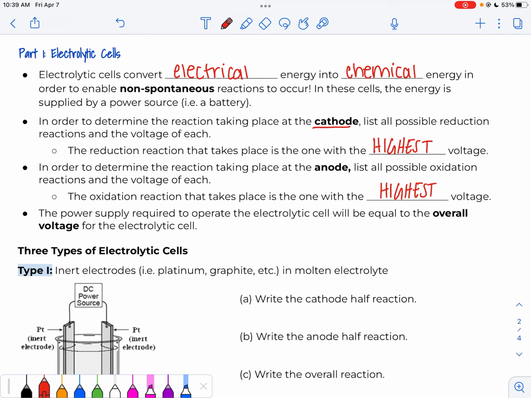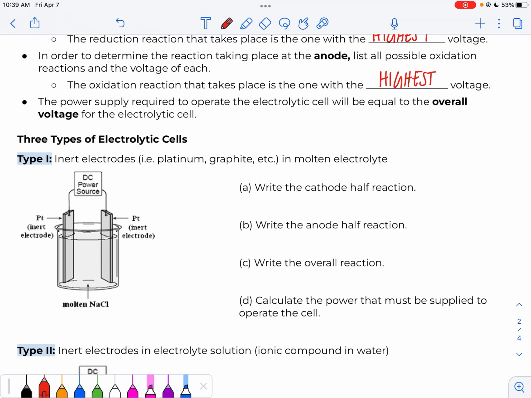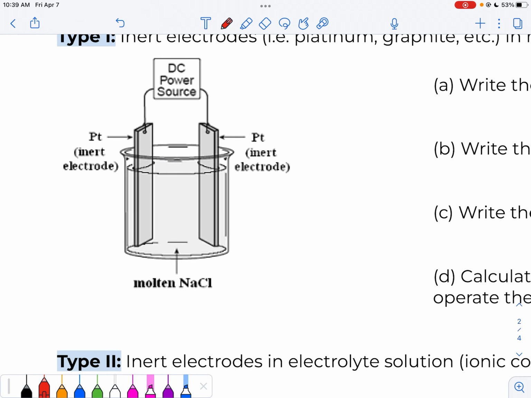All right, so there's three types of electrolytic cells we're going to look at. The first, you have inert electrodes, so something like platinum or graphite, in a molten electrolyte solution. So what does that actually mean? Molten electrolyte solution means you have some ionic salt that is in a liquid state.